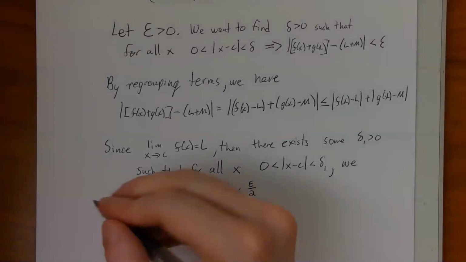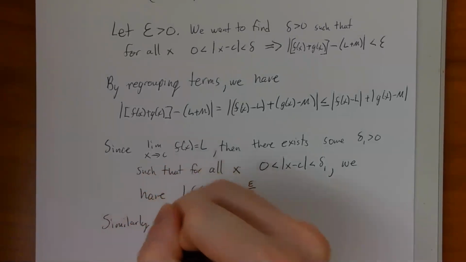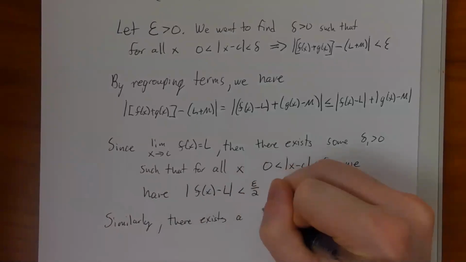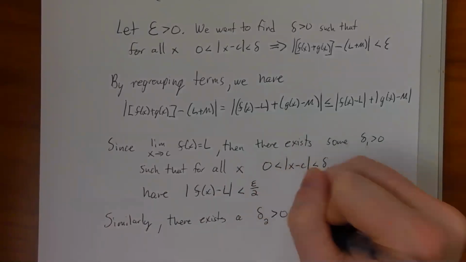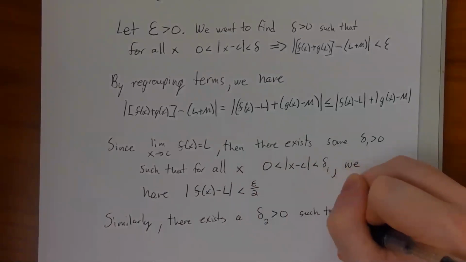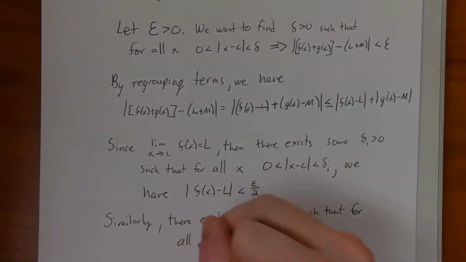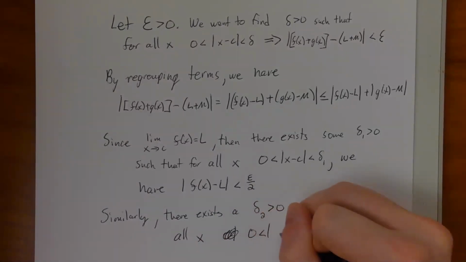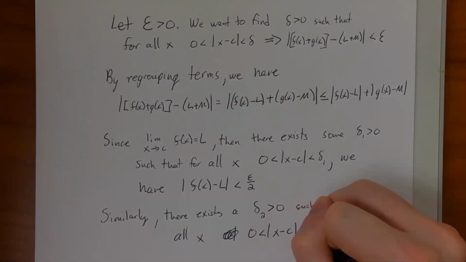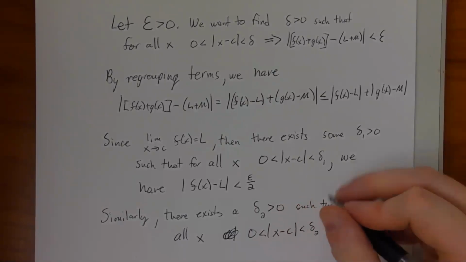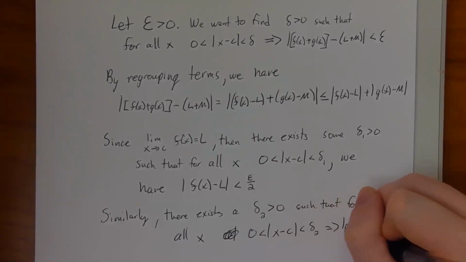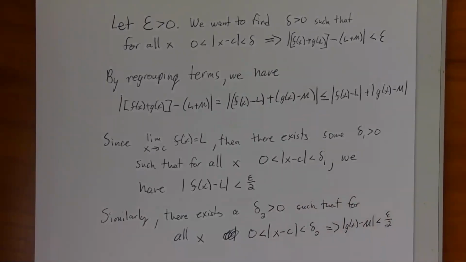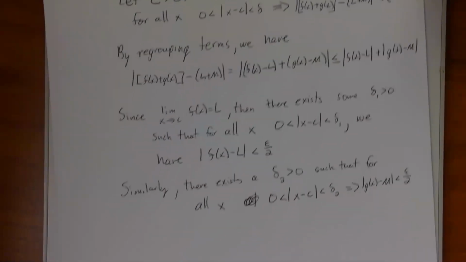So, similarly, there exists a delta 2, which is greater than 0, such that for all x in this interval, 0 is less than absolute value of x minus c is less than delta 2, implies that the absolute value of g of x minus m is also less than epsilon over 2.